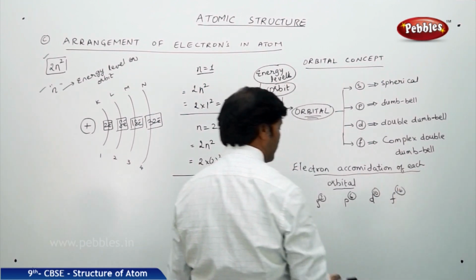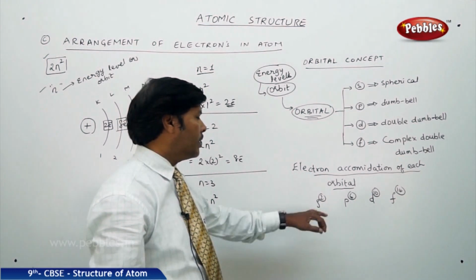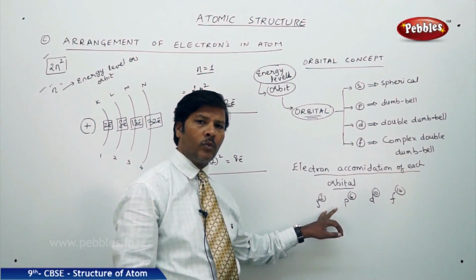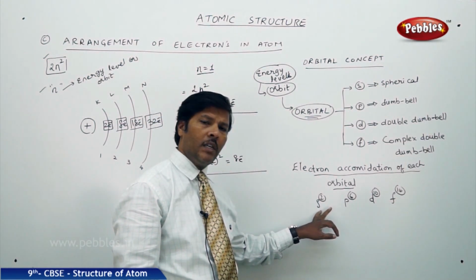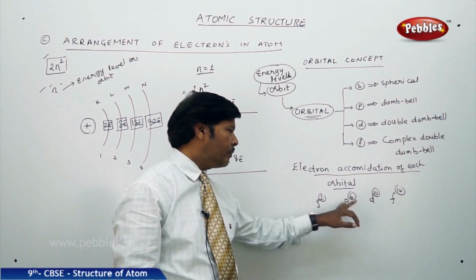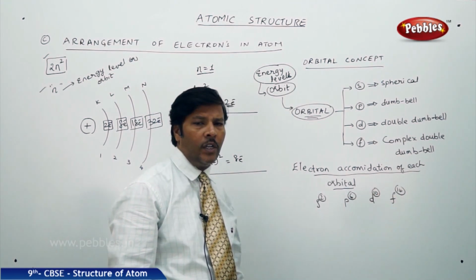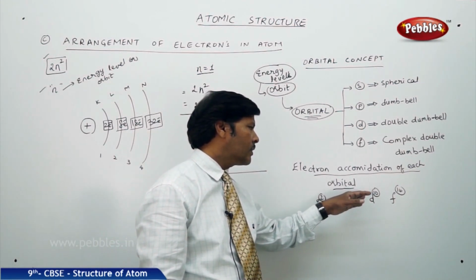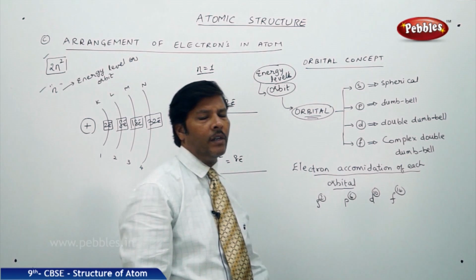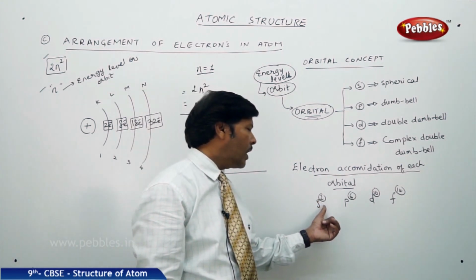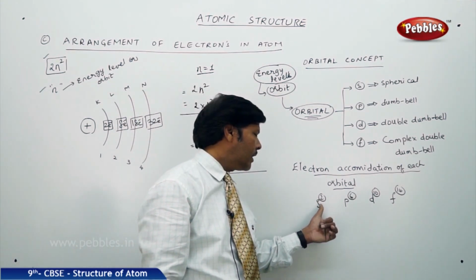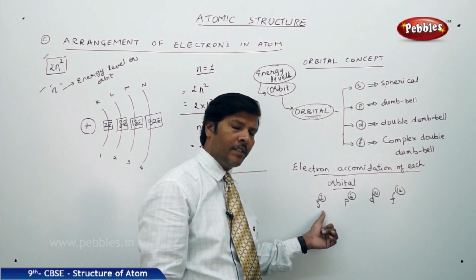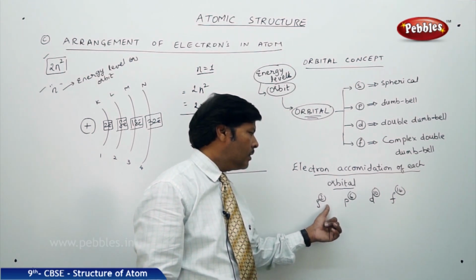So s, you have to read it as s2 but not s square. Always understand it as s2, p6, d10, and f14, but don't read it as s square, p to the power of 6, d to the power of 10 or f to the power of 14. Reading in that sense is wrong, because for our convenience we are just reading it as s2, which means the s orbital can accommodate 2 electrons.